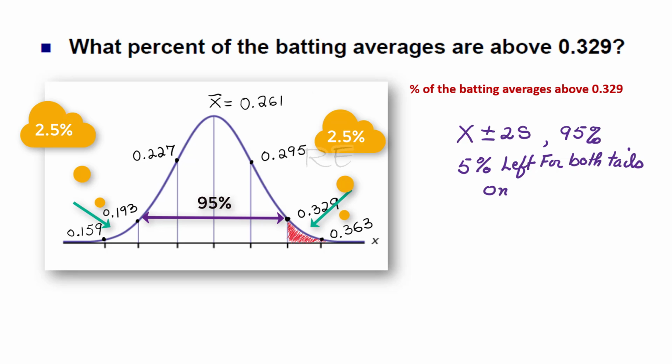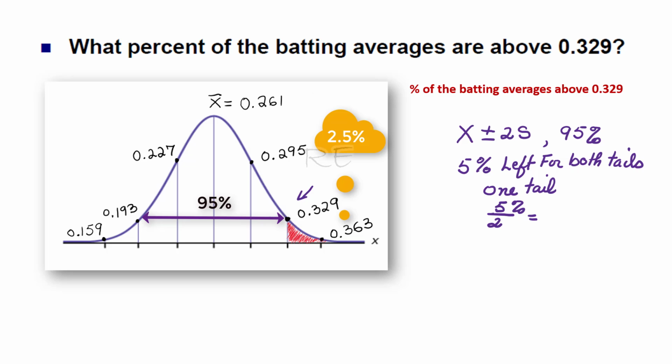So for the one tail, which represents the percent that is above 0.329, we have to divide 5% by 2, and we get 2.5%. Therefore, 2.5% are above 0.329.